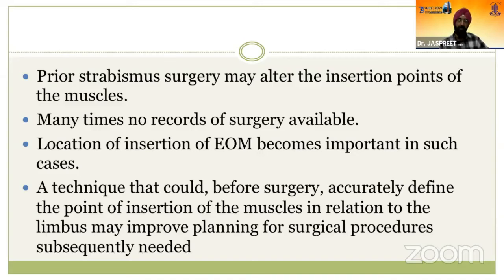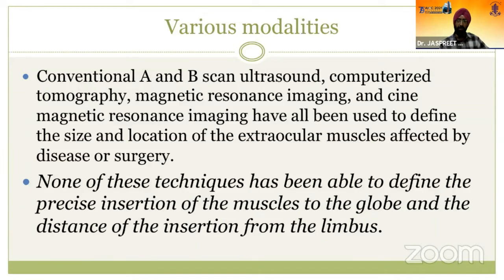Better to define if you can define the limits of the insertion, it would help you in planning your surgery. So earlier, what was done, you had A and B scan ultrasound, which are used for thyroid abnormalities, CT scan, MRI. All these, the patient really has to go through a tedious process. I mean, when you have to get an MRI for the muscles.